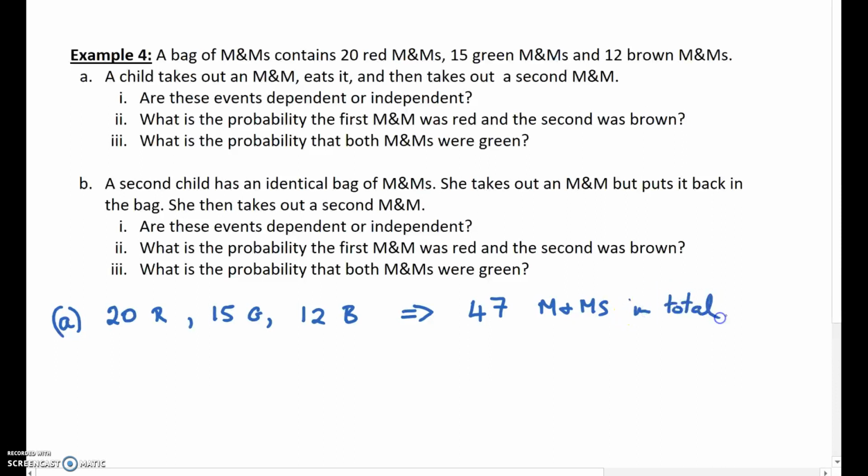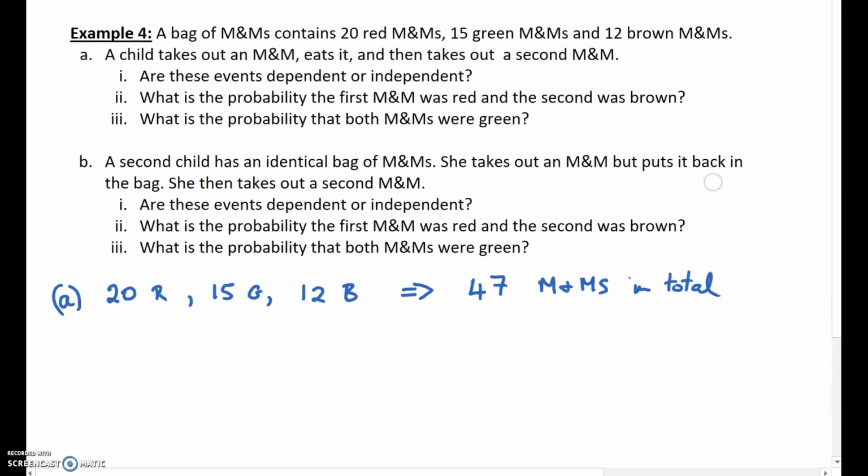Okay, so the first question we have to answer is, if the child eats an M&M, does it change the probability of getting a particular M&M the second time around? And it obviously does, because now there is one less M&M in the bag. So everything has changed because of that. Okay, it's only changed a little bit maybe, but it's still changed. And whenever the situation has changed, because the numbers have changed, then the events are considered to be dependent. Okay, so there has been change.